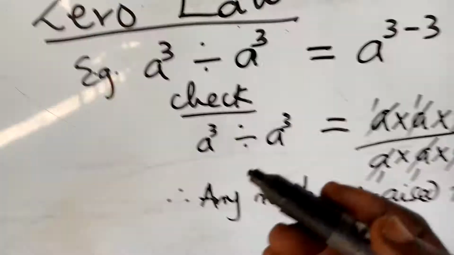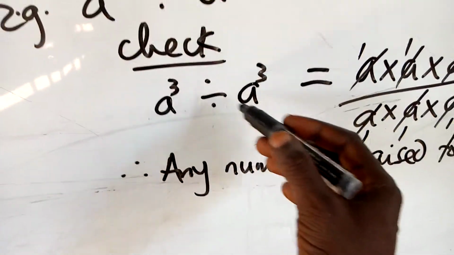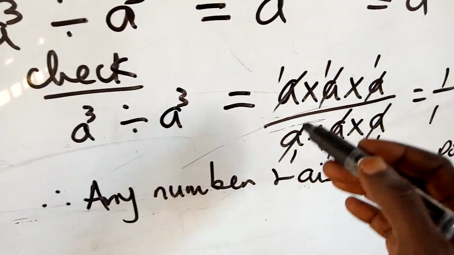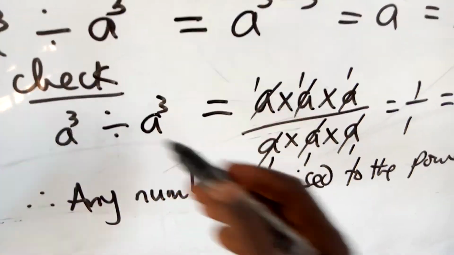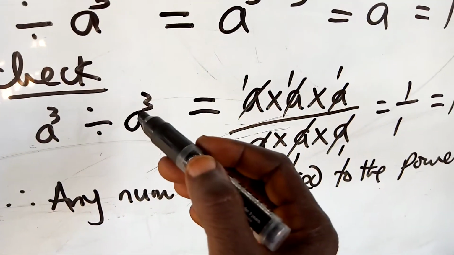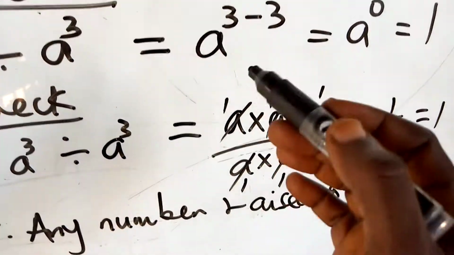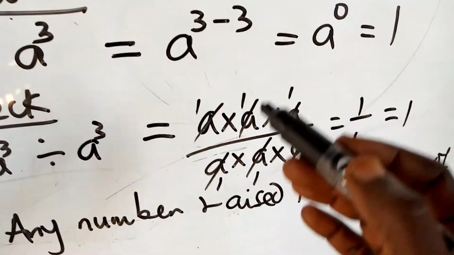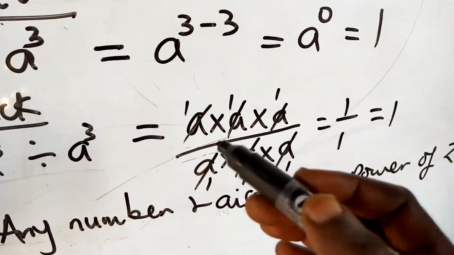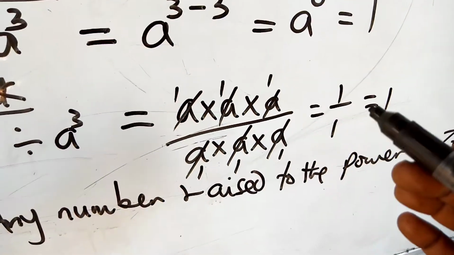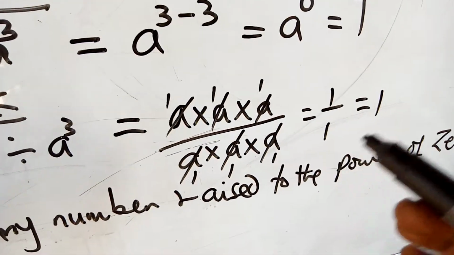How? Let's check it out. I've always told you we are not magicians. So look at it. A raised to power 3 divided by a raised to power 3. That is a times a times a, divided by a times a times a. This a cancels this a, 1, 1. This a cancels this a, 1, 1. This a cancels this a, 1, 1. That gives me 1 times 1 times 1, which is 1, in the numerator, all over 1 times 1 times 1, which is 1, the denominator. 1 divided by 1 is equal to 1.